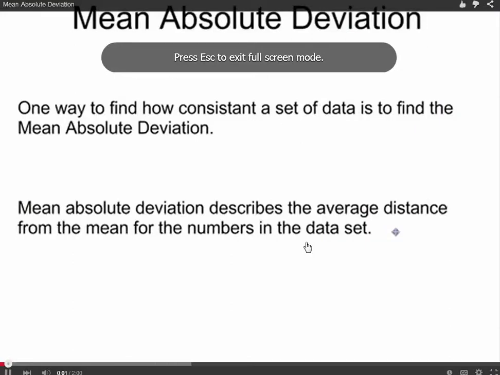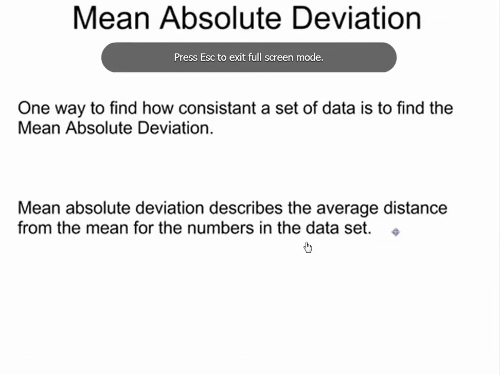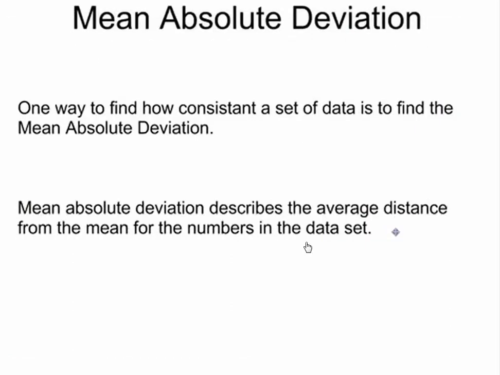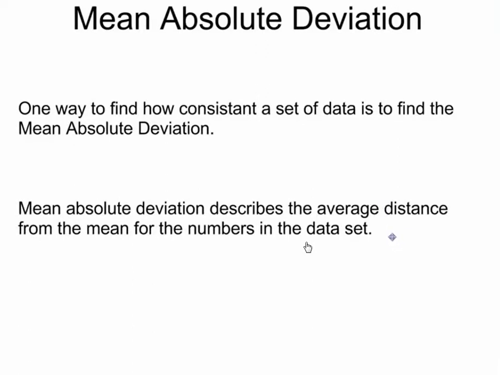This is a review of mean absolute deviation. One of the ways to find out how consistent a set of data is to find the mean absolute deviation. Mean absolute deviation describes the average distance from the mean for the numbers in the data set. This is just one of 2 methods. The other method you can use to find this is standard deviation, which is the more common use.